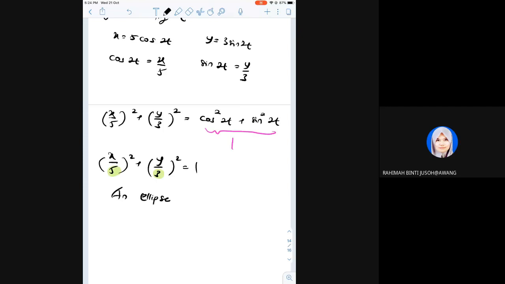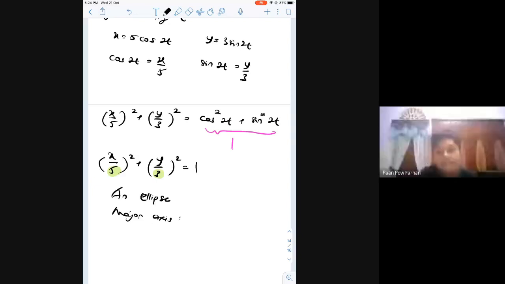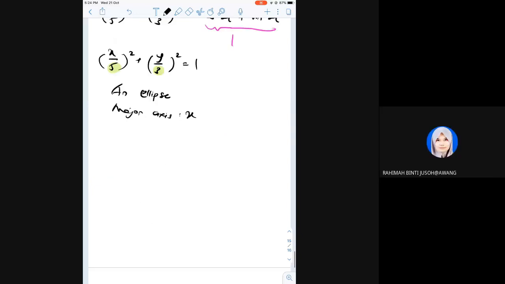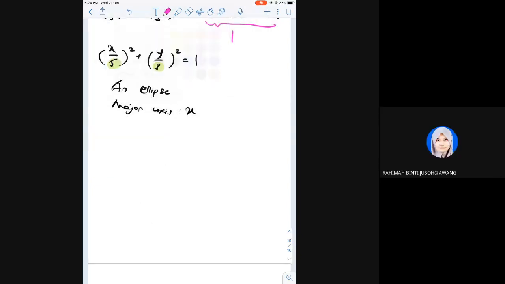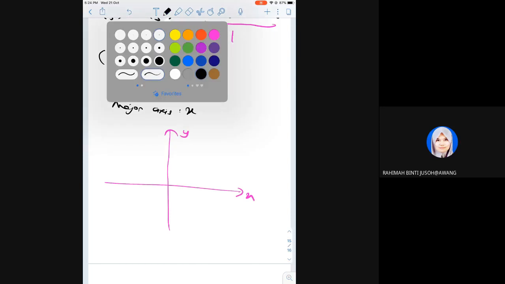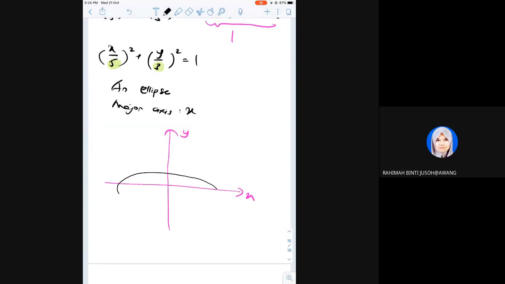Okay, this is an ellipse. And the major axis should be on x or y? X. Major axis is on x. So you also draw it happily. Dah tahu ellipse, and then dia adalah pada x. So buatlah lebar sikit kat x, macam gini. Okay, so kat sini 5, kat sini 3. Dah settle. Okay, betul tak?